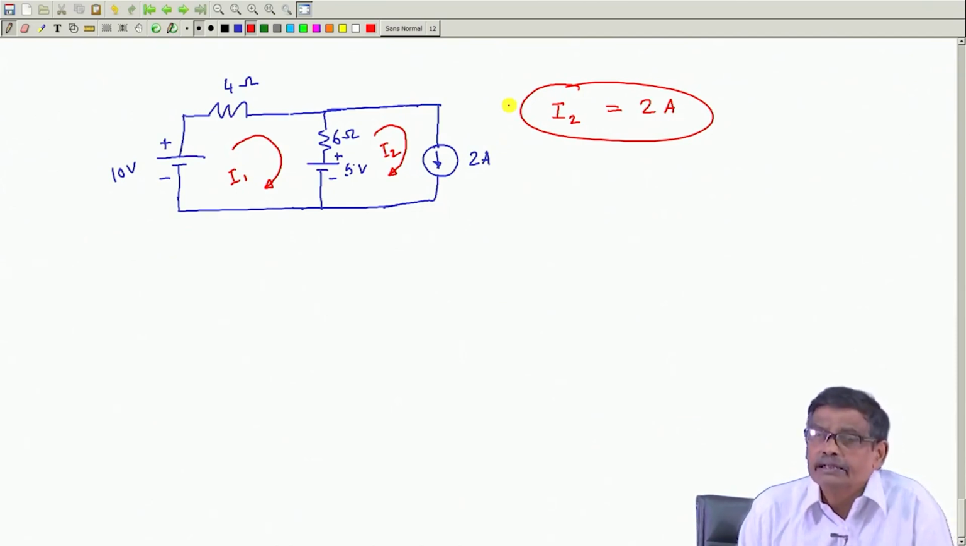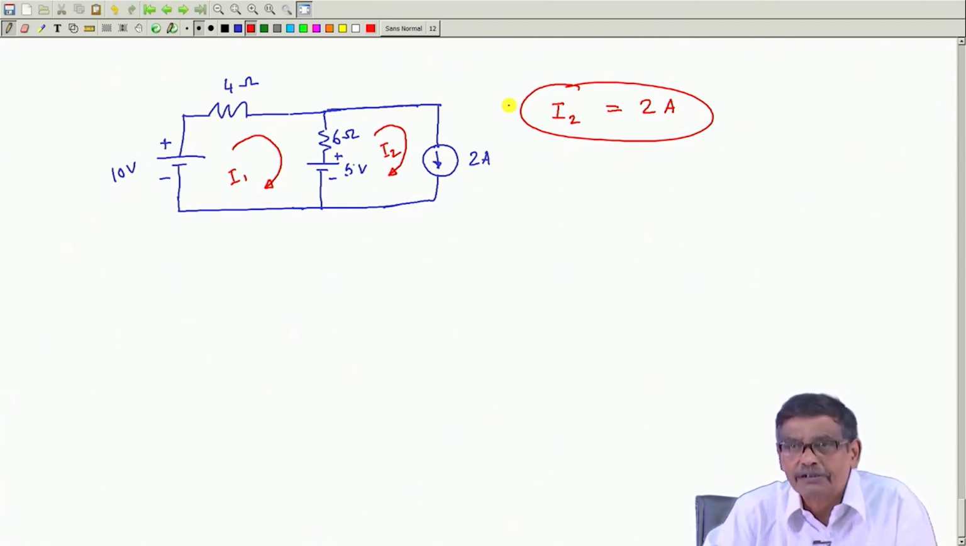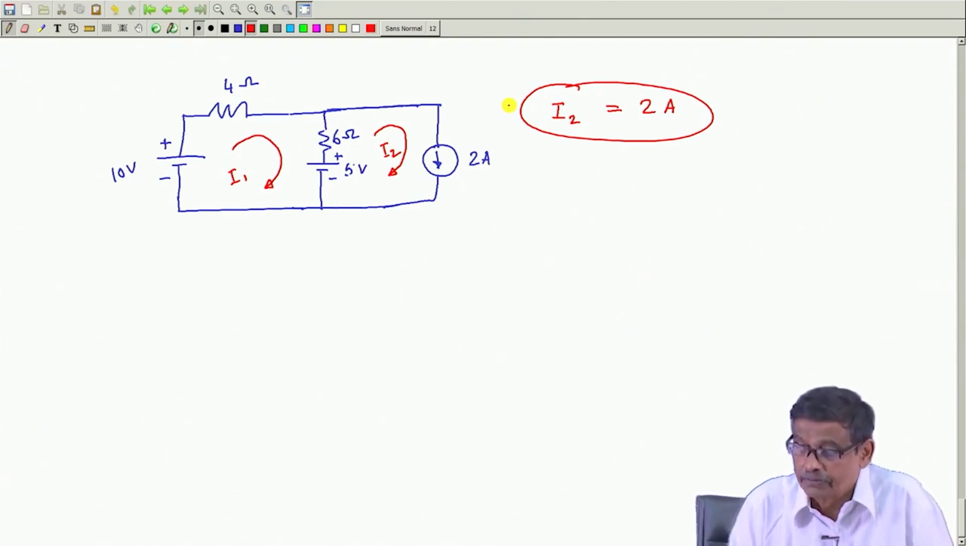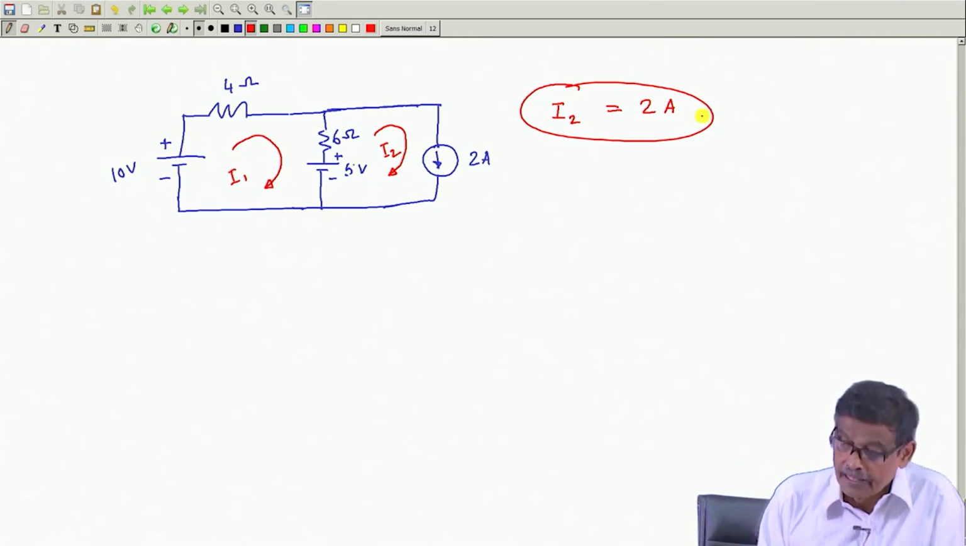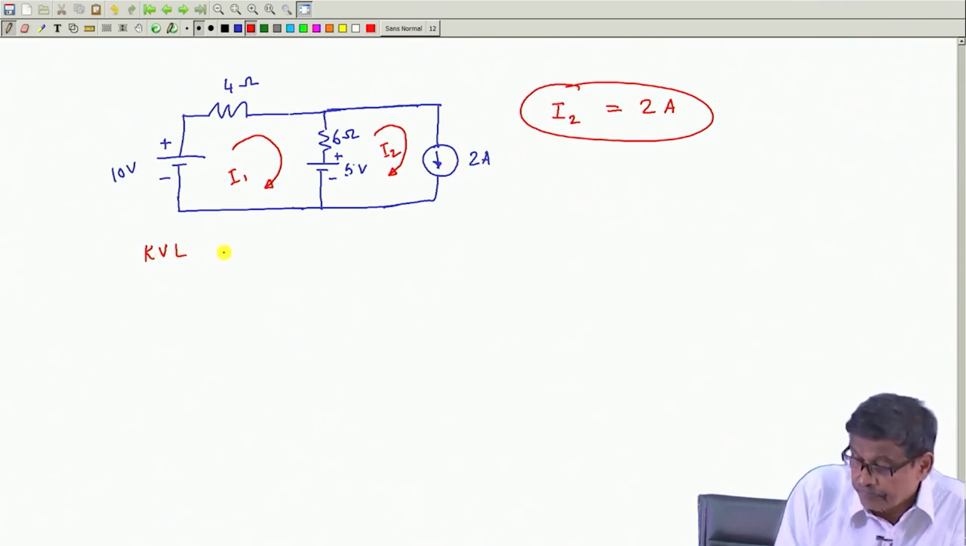That is why I am telling, if in a circuit a current source is there, do not jump to this logic that somehow I must convert it to a voltage source. It is not necessary. Sometimes it is very advantageous. If a current source is present in any branch, it means that branch current is known. Why should you disturb that? That is what I want to make. Anyway, this I 2 is known. Now, KVL in mesh 1.